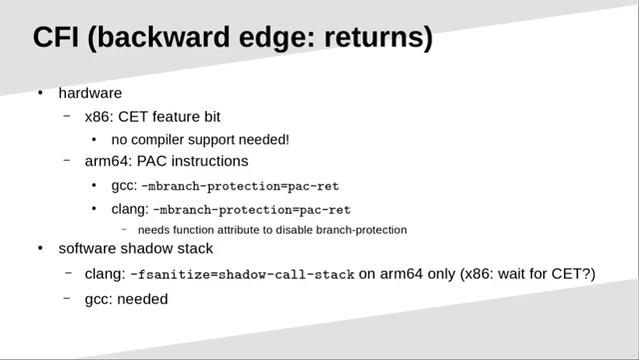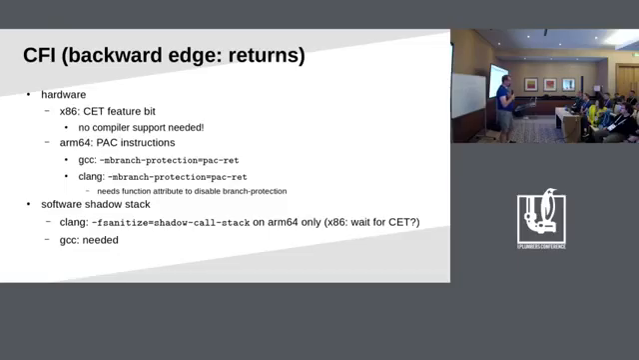There is a software implementation of the shadow stack. It's on ARM64 only in Clang. It did exist on x86, but had performance and other problems, so it was actually removed. So I think the thought is just waiting for hardware support there. But it would be nice to have a software shadow stack in GCC as well, since it would be nice to use it in the kernel, but I know this would be useful in user space as well.